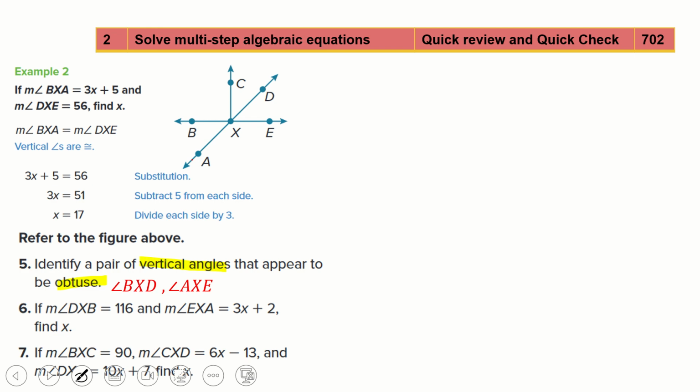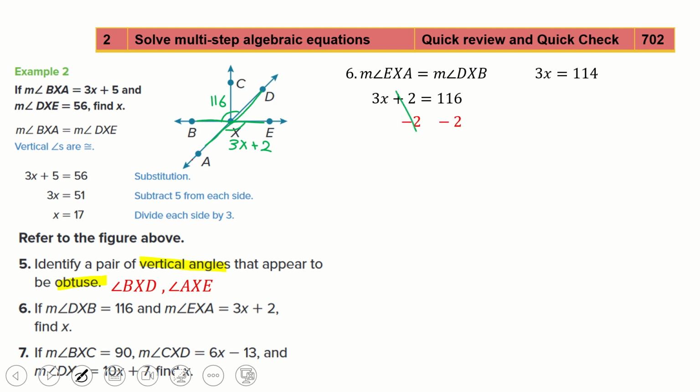Now we've got question number 6. If the measure of DXP, this angle, is 116, and the measure of AXE, which is this one down, is 3x plus 2, find the value of x. These two angles are vertical angles. The ones that we mentioned in question 5, they are vertical angles, which means they are congruent. If they are congruent, then they are equal. Set them equal to each other. Subtract 2 from both sides. 3x equals 114. Divide both sides by 3. X will be 38.